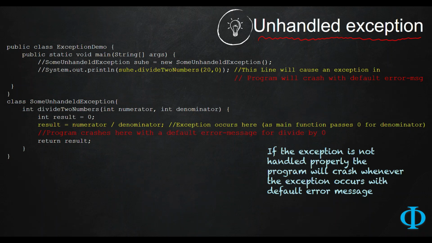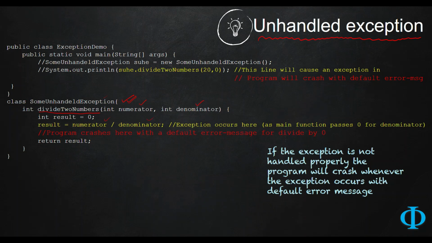So for example, let us define a class called SomeUnhandledException. Just for better understanding, you can give any class name of your choice. Inside this class I have a function called divideTwoNumbers, which takes a numerator and a denominator, both of type integer, as parameters. Inside this function, I am just using the division operator to divide the numerator by the denominator.